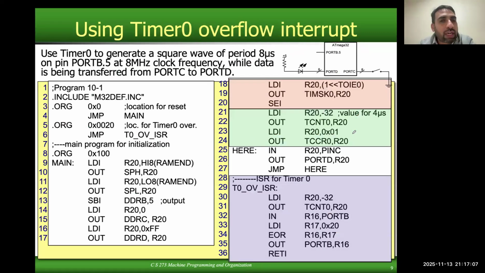Okay, now let's have a look at an example. Suppose that we want to use timer 0, and we want to use its overflow, but in interrupt mode, which means that whenever timer 0 overflows, we want an interrupt to happen, and then we write the ISR to take care of that interrupt. The problem: use timer 0 to generate a square wave of period 8 microseconds on pin PORTB.5 at 8 megahertz clock frequency, while data is being transferred from port C to port D.